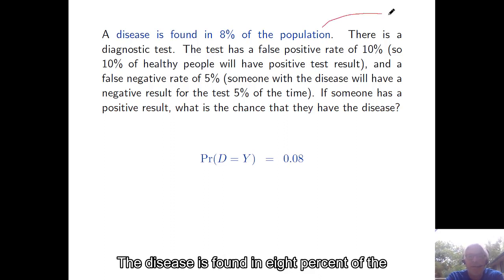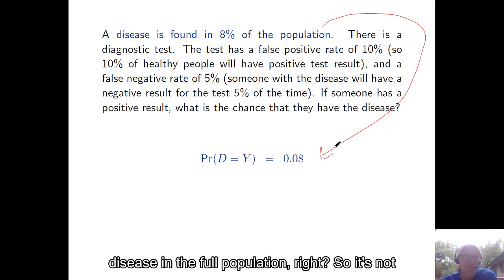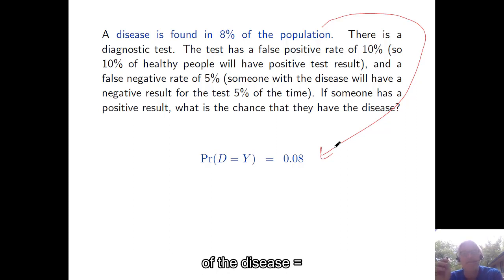The disease is found in 8% of the population. I'm going to use disease status equals Y for yes or N for no. And so that's a statement about the disease in the full population, right? So it's not conditional on anything. It's just the probability of the disease being yes is 0.08.